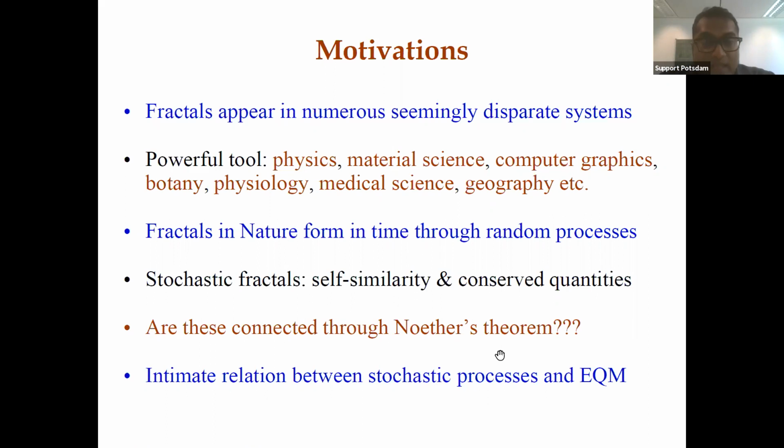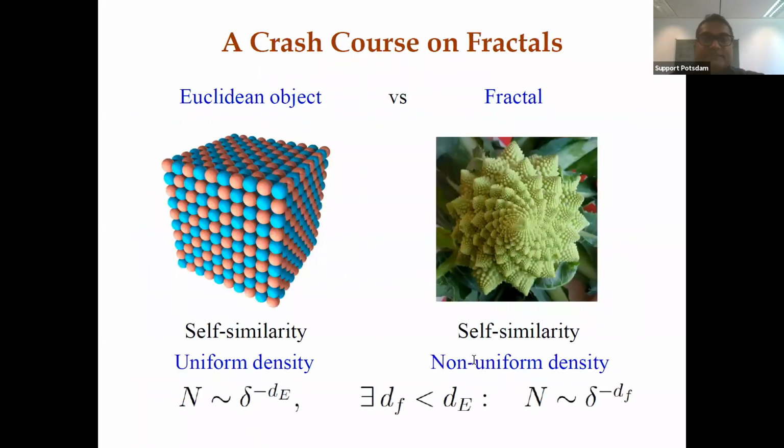Okay, now let's see. So, a crash course on fractals. What is a fractal as opposed to a Euclidean object? You might have a real line, or R2 or R3. These are all Euclidean objects, whereas a fractal, as we know, is not a Euclidean object. But what is it? Let's have a look at this fractal cauliflower.